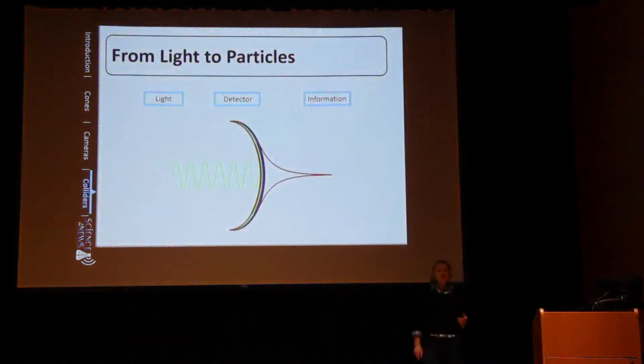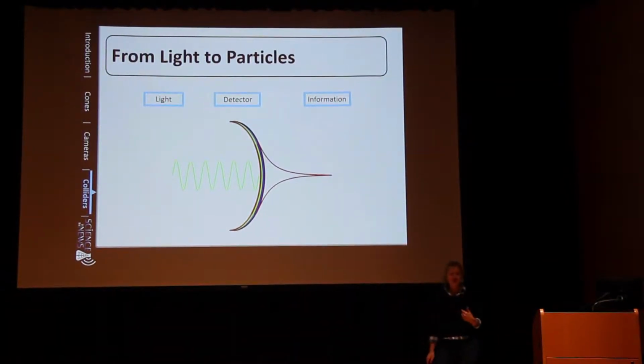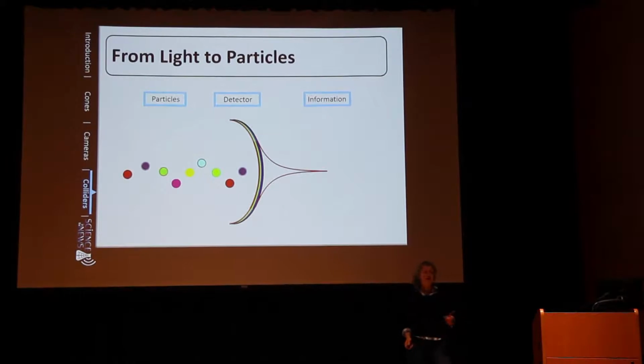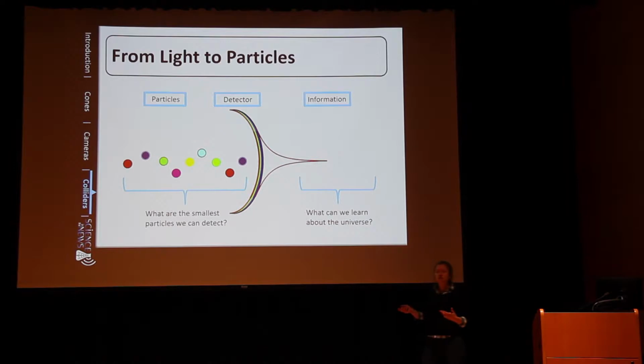That's particle physics, where we learn about the smallest building blocks of the universe. So far, we've learned about how detectors can be used to translate light into information. The detectors I'm going to be talking about are going to get information from other particles, not just photons. So we want to learn about the smallest particles in the universe. So how are we going to make detectors that can do this? And what information can we possibly get from them?